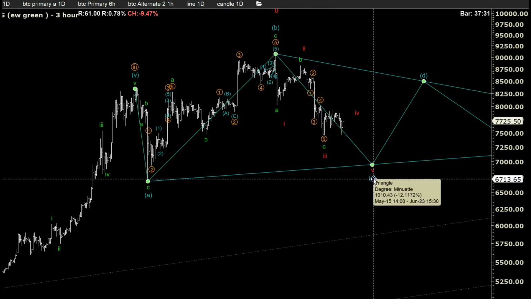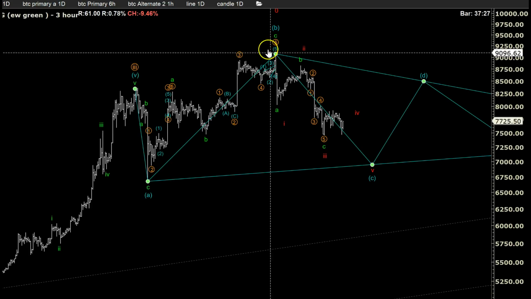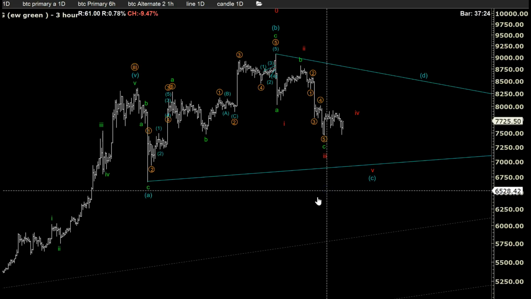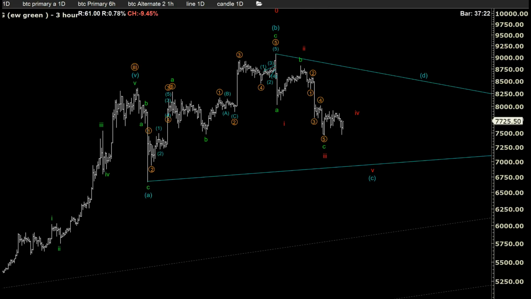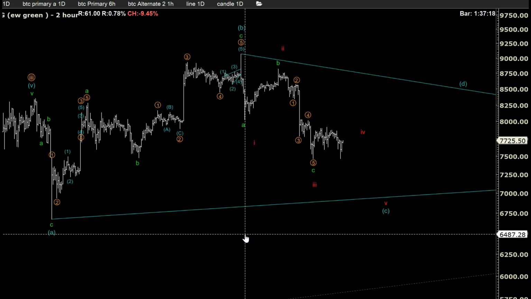We are coming back into this wave C. Okay, this wave B is complete. Obviously, it's done. And now we're doing this wave C. And I have two counts here. And this is what I'm following, just so I can kind of run you through my thought process on here.